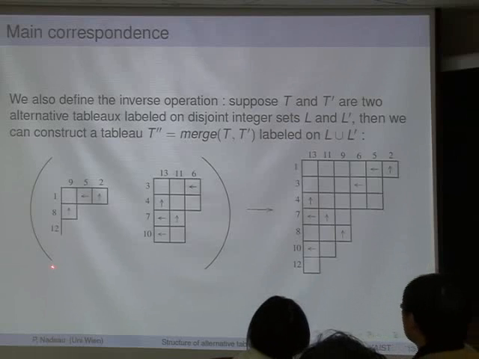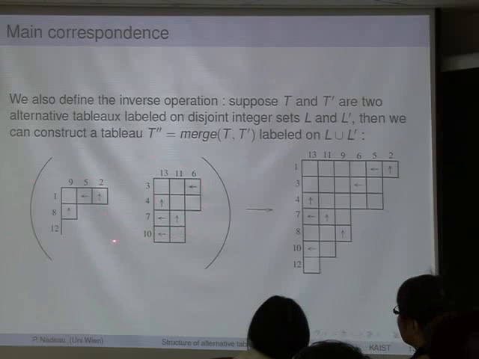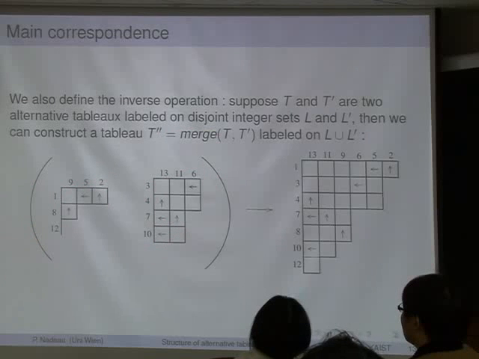So if you have 2 tableaux, T and T prime, such that their label sets are disjoint, because we want to get from the 2 a tableau whose label set is the union of these 2 label sets, what you do is you take all the labels and you put them. It's not very obvious because of the convention, to put them on the right, on the left.